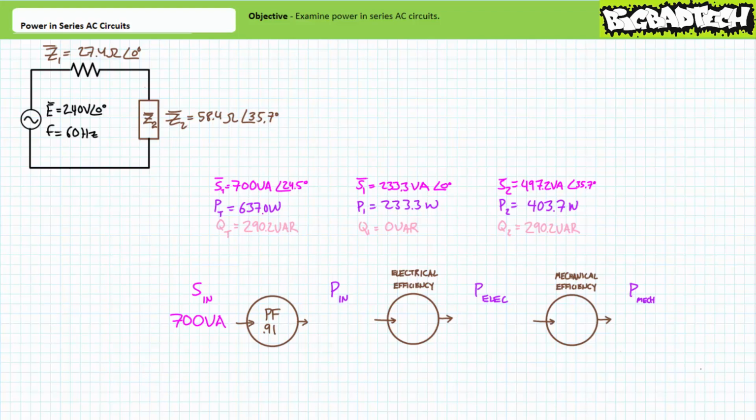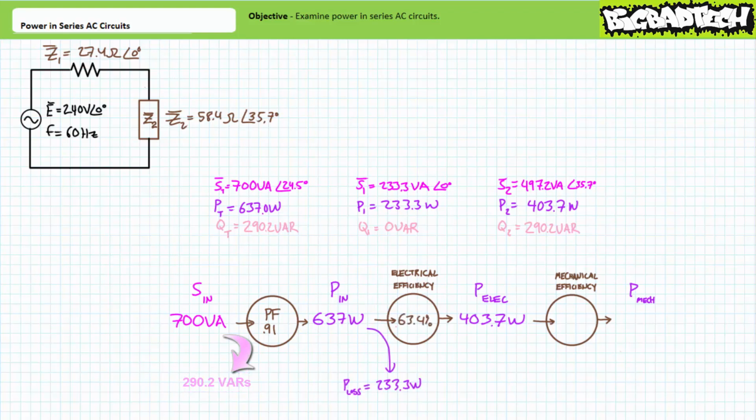The source delivers 700 volt amperes of apparent power to this larger series circuit. At a power factor of 0.91, only 637 watts is real usable electrical power. Power factor essentially strips apparent power of the reactive power dimension.